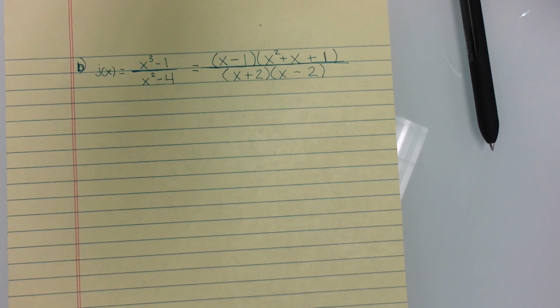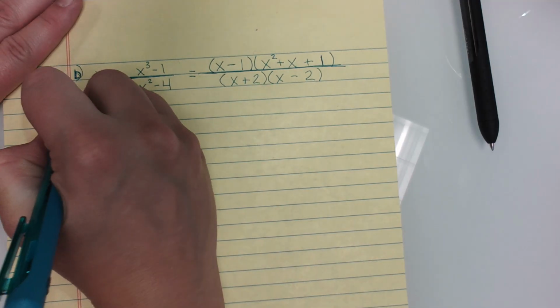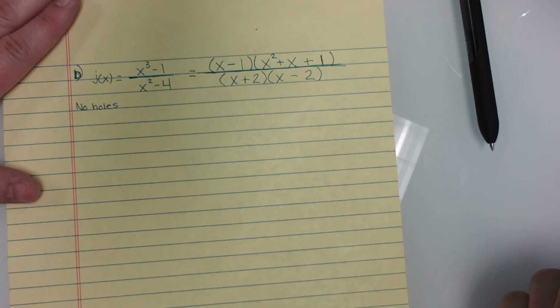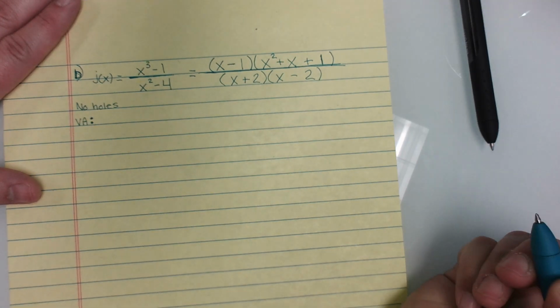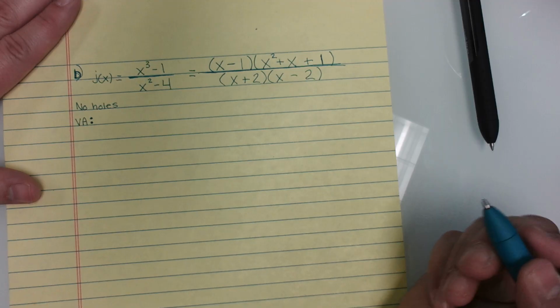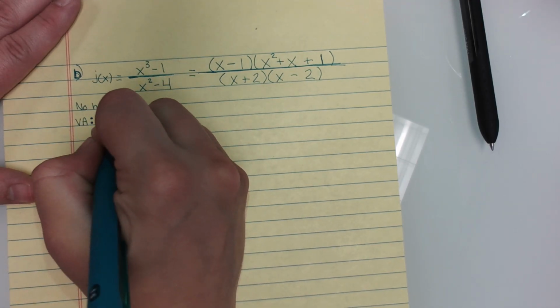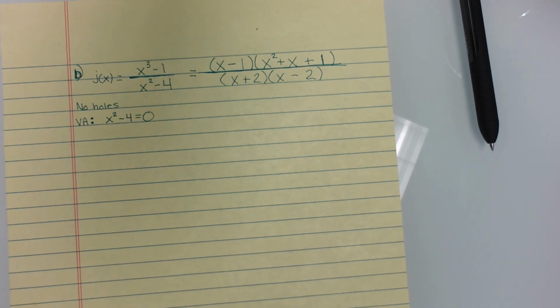Will this simplify? No, which means what about our graph? There's no holes in it. Move on to the vertical asymptotes. I set denominator that didn't cancel out equal to 0. None of the denominator canceled out. I can go to this form and set that equal to 0. There's nothing wrong with that. I saw a couple people do that yesterday.